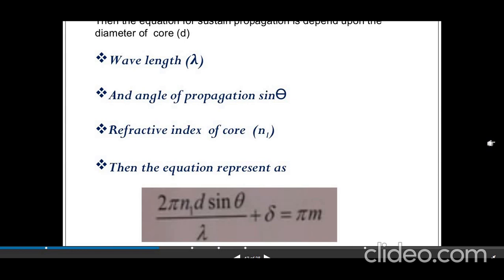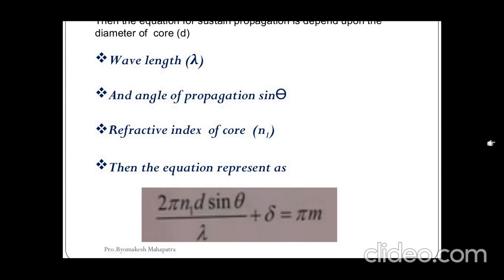It depends upon the diameter of the core. So the diameter also we do have for the core. We have the core, right, which is in cylindrical form, circular way. Because of that we need to find that out as well. So we need to understand how it is going to work.